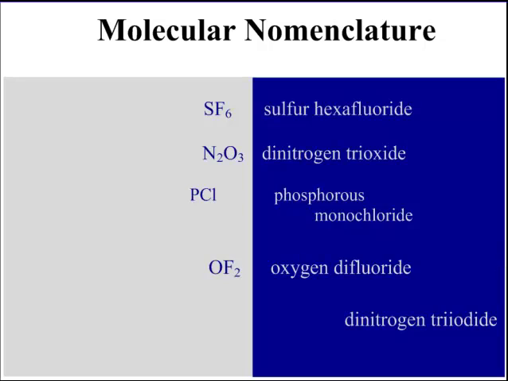Lastly, dinitrogen triiodide. Be careful reading this one. For whatever reason, when it's that iodide on the end, people love to skim over it, I guess, think that it's oxide, and so they use oxygen instead of iodine. Watch out for that and make sure you don't fall into that trap. Dinitrogen triiodide is N2I3.